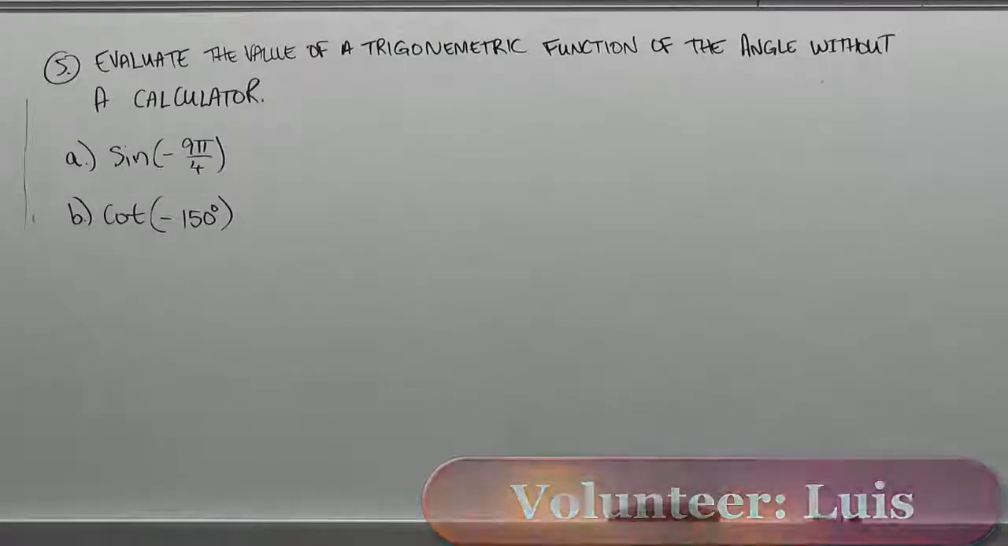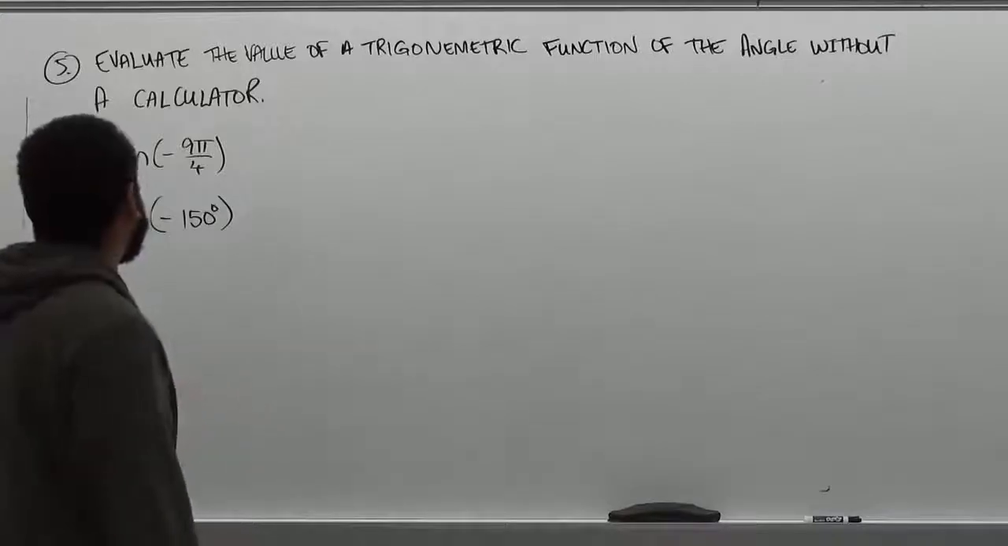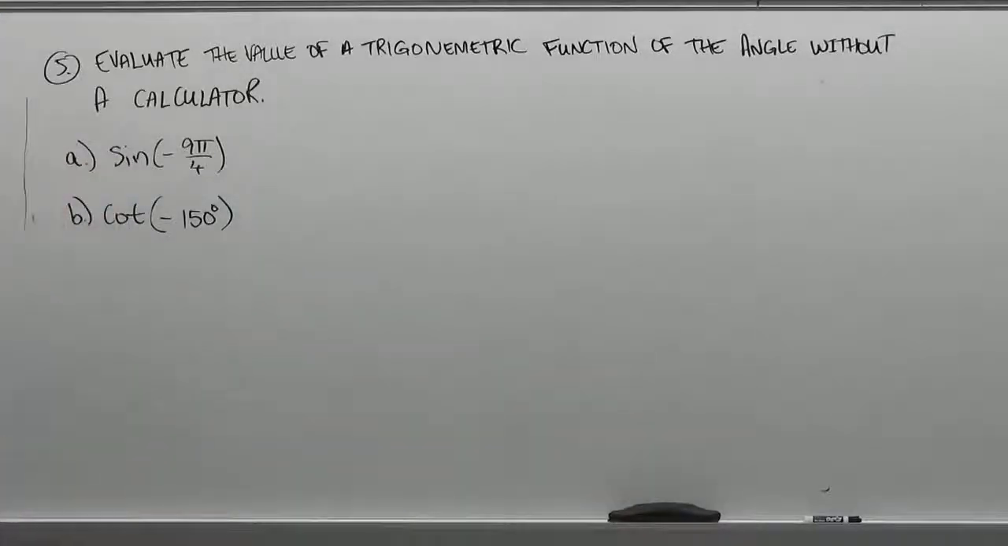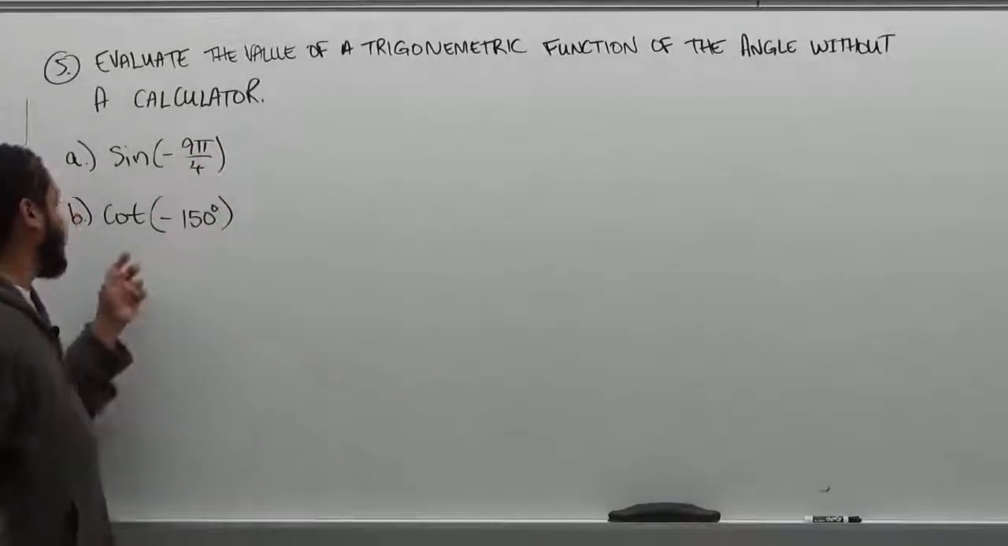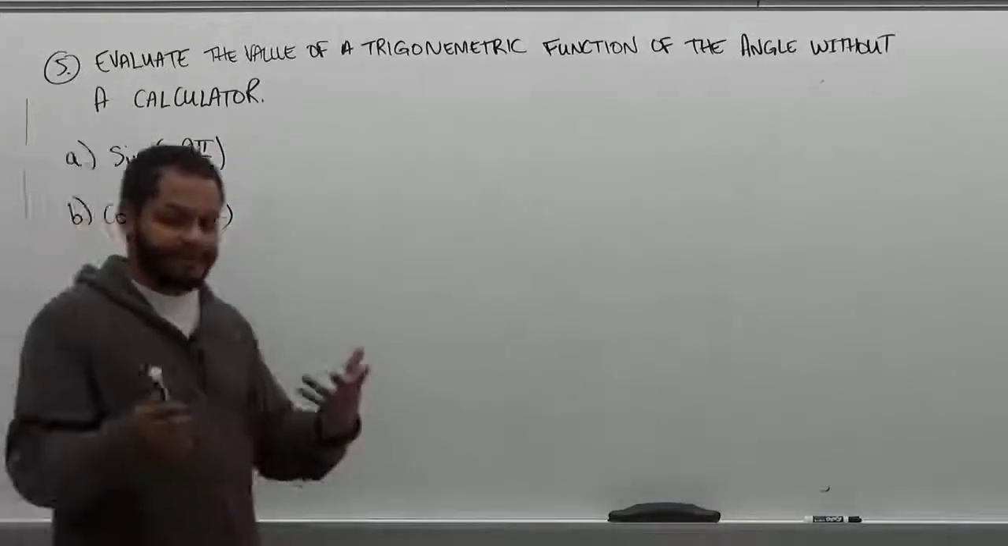In this problem, number 5 in the 206.5 final review, what we're going to do here is evaluate the value of a trigonometric function of the angle without a calculator. Here we're given two problems. We have sine of negative 9 pi over 4 and cotangent of negative 150 degrees.